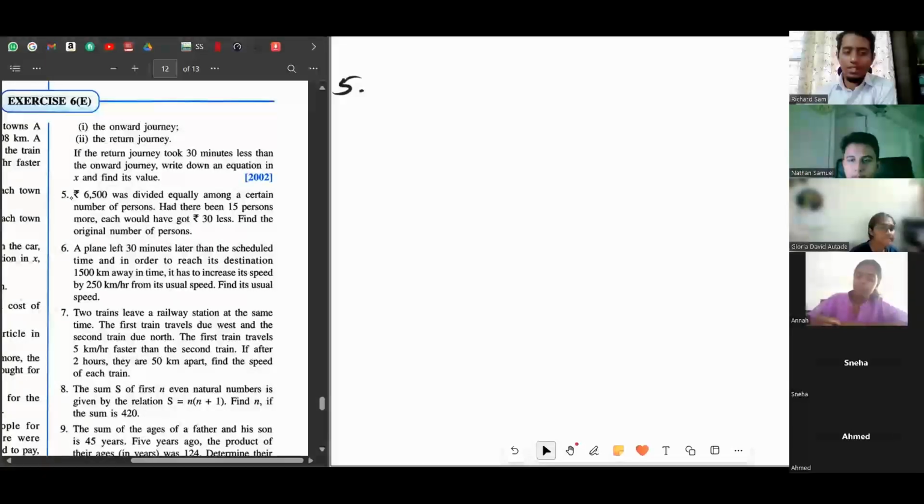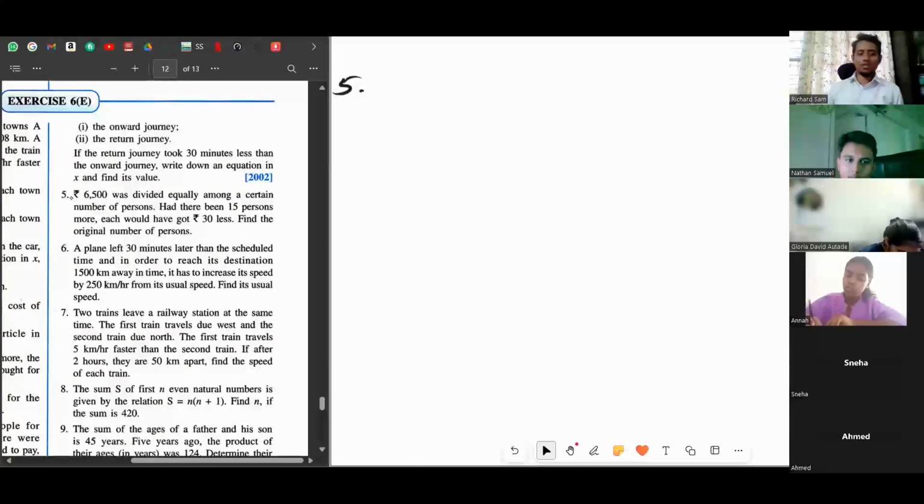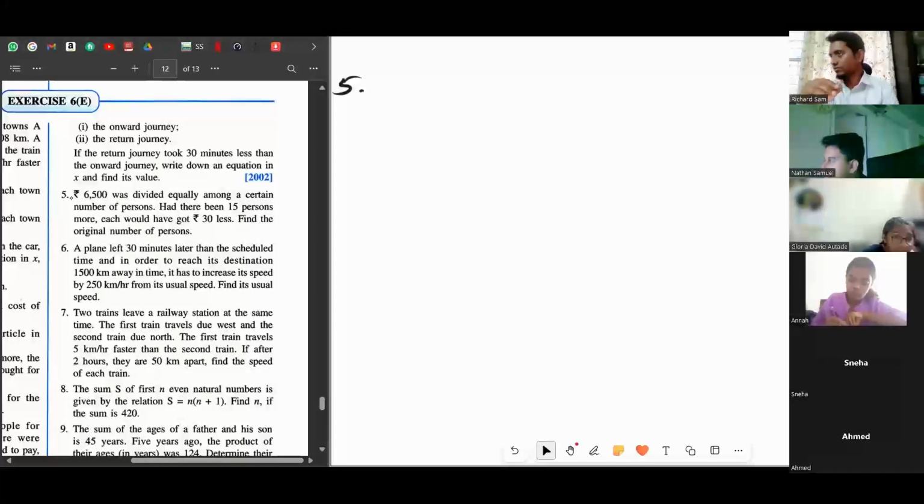Rupees 6,500 was divided equally among a certain number of persons. Had there been 15 persons more, each would have got 30 rupees less. Find the original number of persons. You understand the question? How much money is there totally? I have 6,500. And there are so many people. So I'm dividing it equally. Say there are 30 people. I'm dividing this with 30 and giving everyone equal amounts.